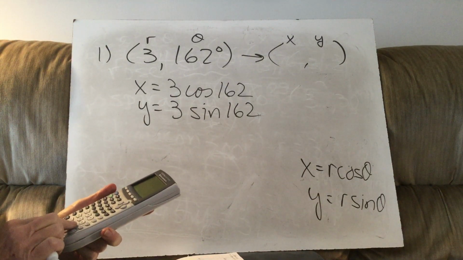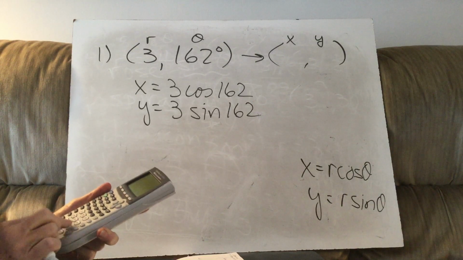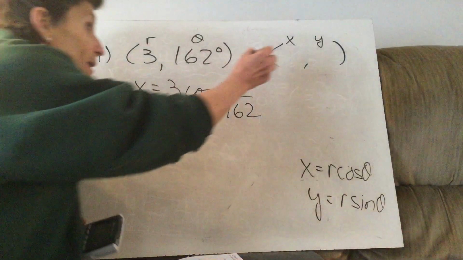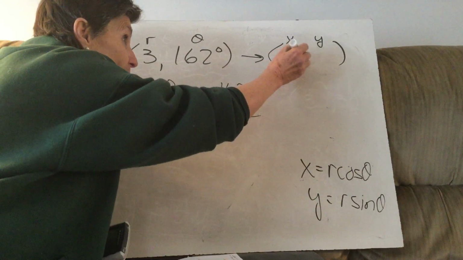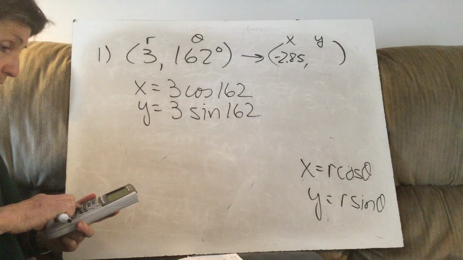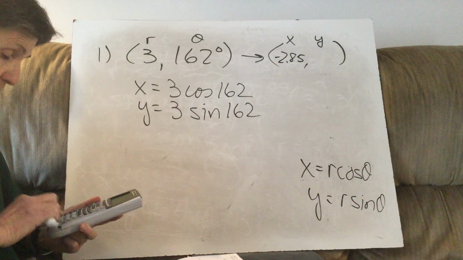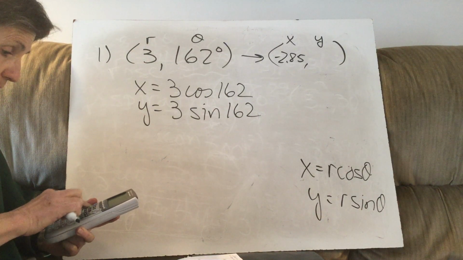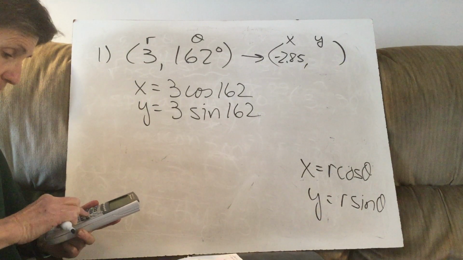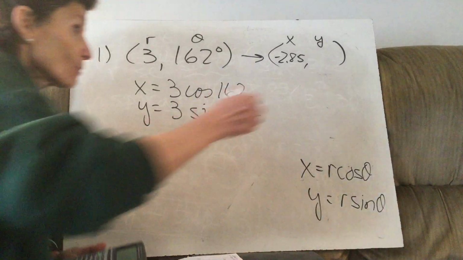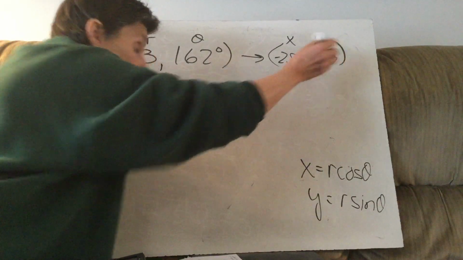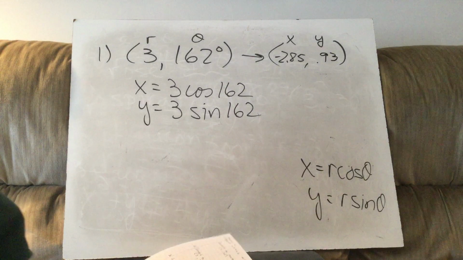So 3 cosine 162 is negative 2.85, and 3 sine 162 is 0.93. And that's it.